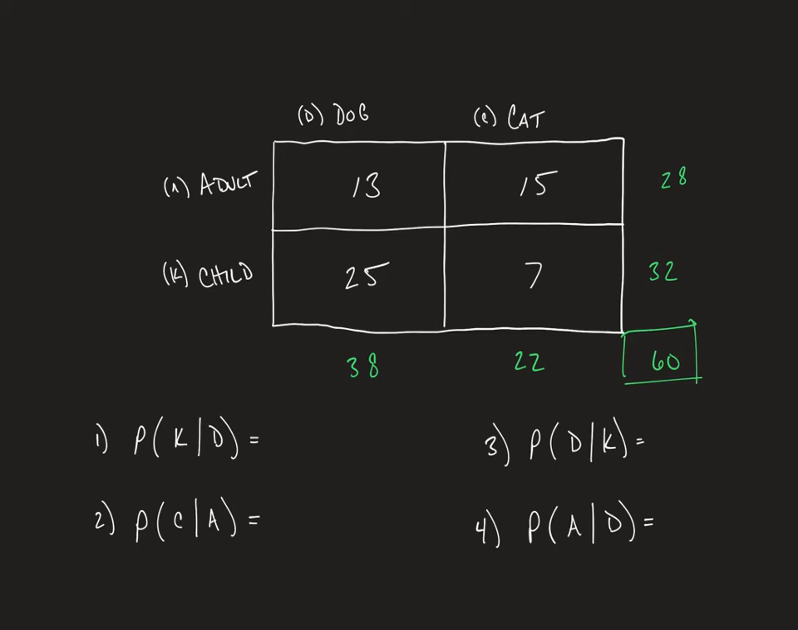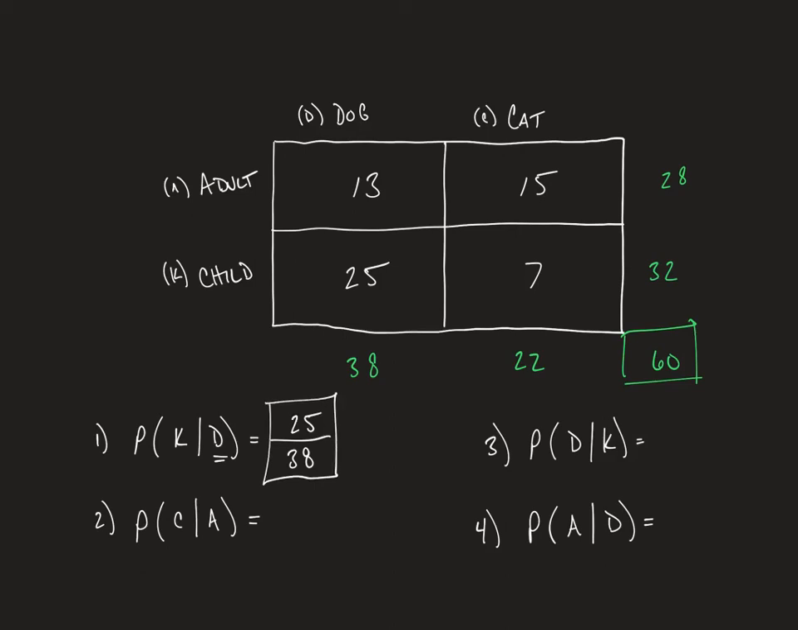So again, our denominator is going to be the number of dog people. How many dog people are there? 38 total dog people. And of those 38 dog people, how many of them are also children? Just these 25. This is a good example of where you would not want to turn your answer into a decimal, because this is not an exact decimal. So you're going to want to leave your answer as a fraction.